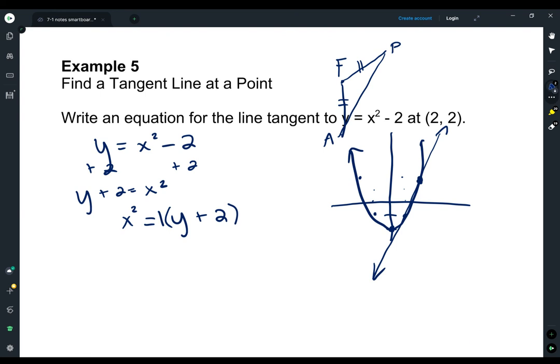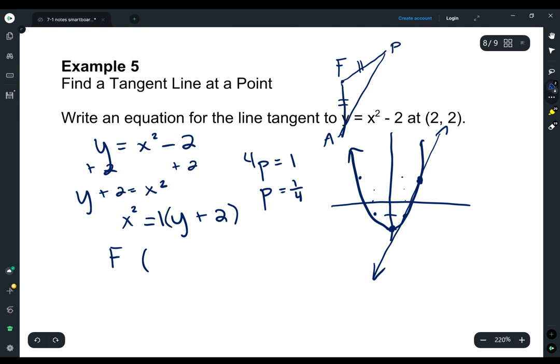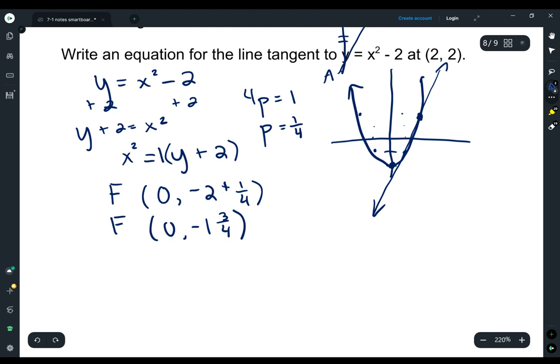So now I can see that my vertex would be the 0, -2, which I have. And I know that 4p is equal to 1. And so p is equal to 1/4. So I know that my focus is going to be 1/4 of a unit up from my vertex. And so my focus is going to be at 0, comma, let's see, I'm at -2, but I'm adding 1/4 of a unit. So my focus will be at 0, comma, -1 3/4. All right, so once I have found that, let's do improper fractions because those are going to work better in our equation.